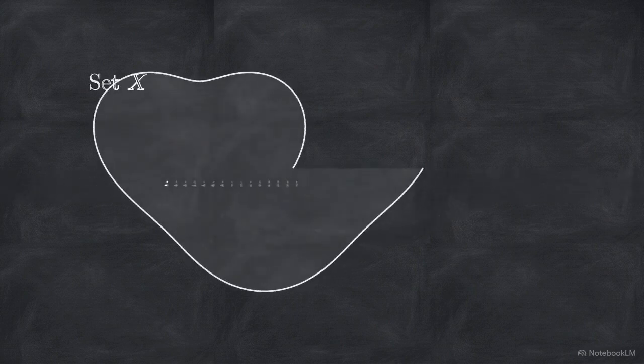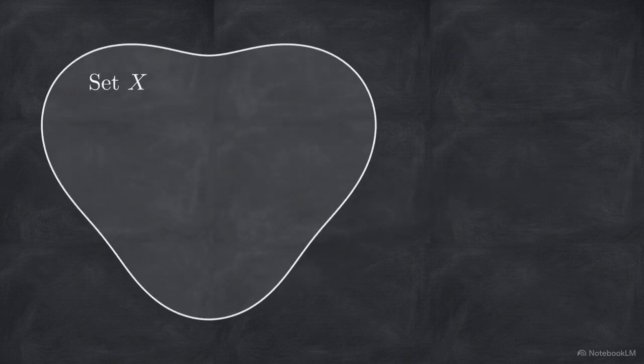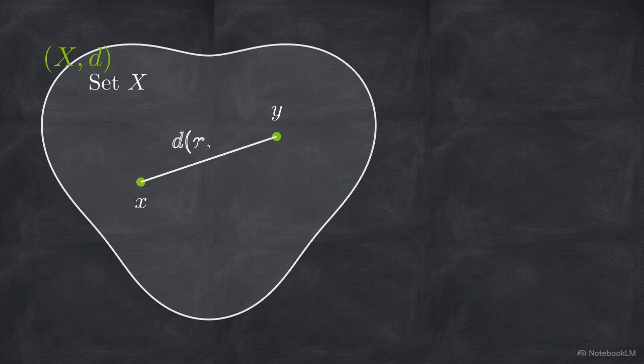Instead of working strictly on the familiar real number line, we expand into a general abstract boundary. We call this undefined space simply set X. A metric space is defined as a pair, the set X and a metric D. Any two elements inside this set, let's call them X and Y, can be assigned a distance function, a strict rule telling us exactly how far apart they are.